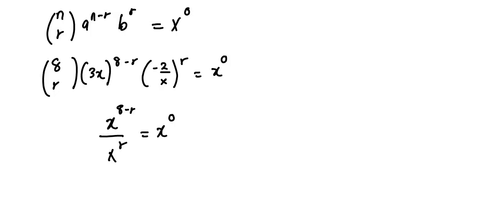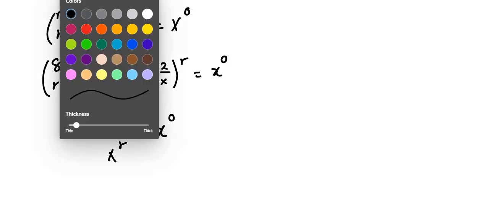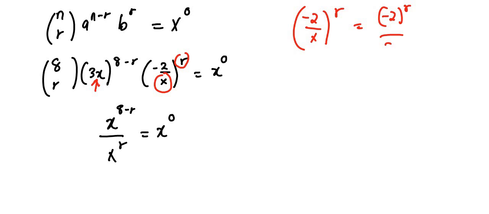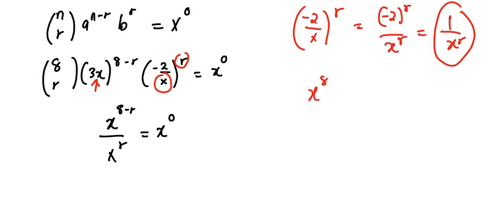So don't focus on anything else. Ignore anything that's not x. Yeah, so here we're just getting the x part. Then here we're just getting this x to the power r, and it's at the bottom. It's like this to the power r is the same as negative 2 to the power r and x to the power r, meaning this is the same as 1 over x to the power r, right? This is the portion that we are getting, because you are having x to the power 8 minus r multiplying 1 over x to the power r. There's a 1 here, so this is where this is coming from.